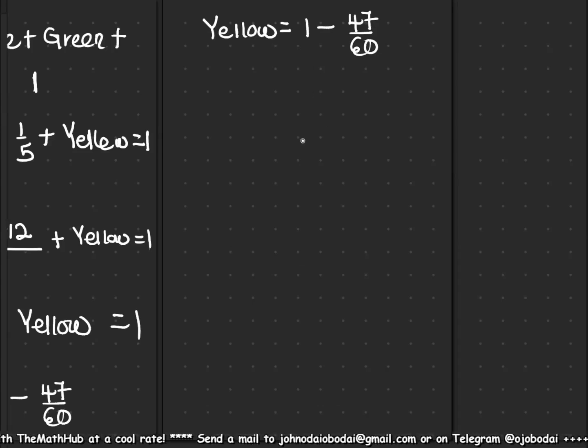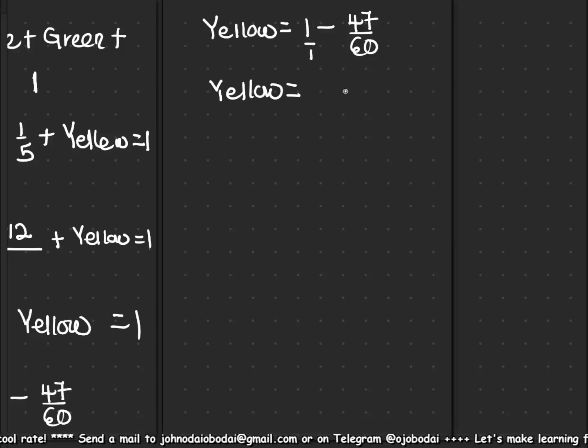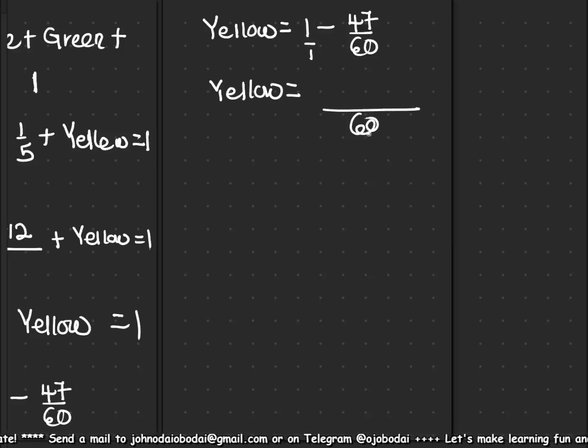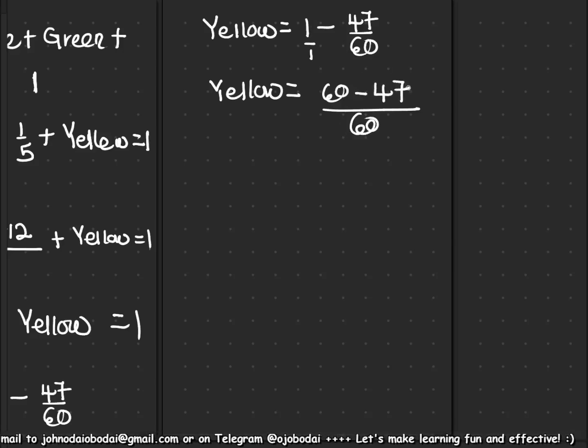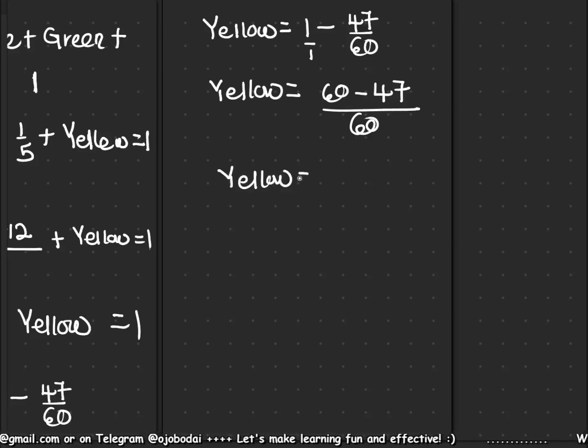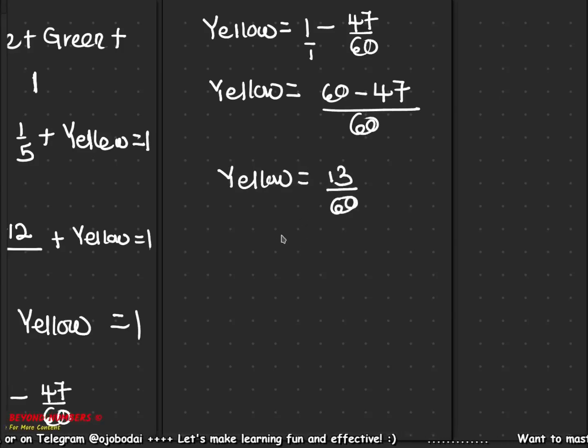Now in subtraction of fractions, if you want to evaluate, we have the fraction of yellow being equal to, we know this 1 here can be written as 1 over 1. So the LCM then becomes 60. So 1 into 60, 60 times 1 gives us 60. Then 60 into 60, 1 times 47 gives us a 47. Then we now have 60 minus 47. 60 minus 47 gives us a 13. So our yellow now becomes 13 over 60. So this is the fraction that represents what?